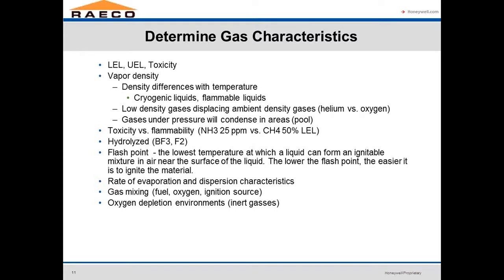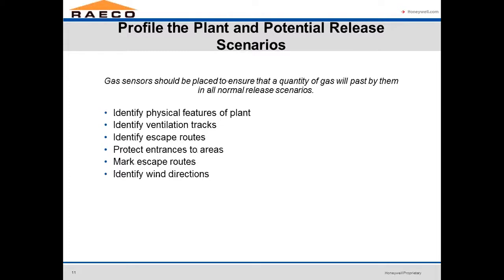Also be aware of flash points. We monitor a lot of solvents, and you need to be aware of where that flash point is. The lower the flash point, the easier it is to ignite the material, and that determines the types of solvents or compounds that you have. Also keep in mind rate of evaporation and dispersion characteristics. Will this stuff go away quickly? Does it hang out? And again, keep in mind the fire triangle: you need to have the proper amounts of fuel, oxygen, and an ignition source. Again, monitor at below percent lower explosive limits, and for inert gases, oxygen depletion.